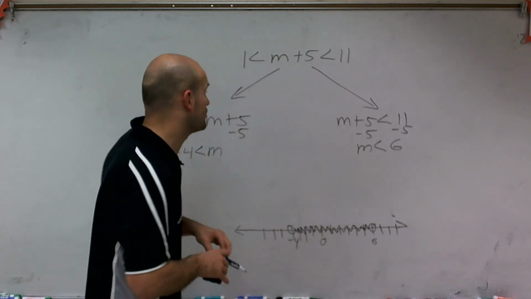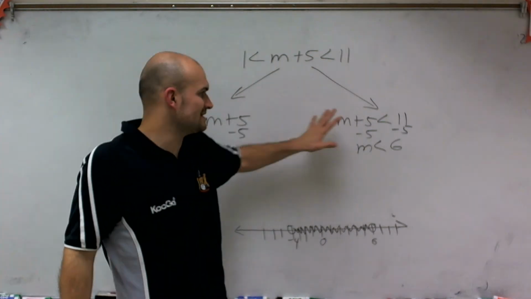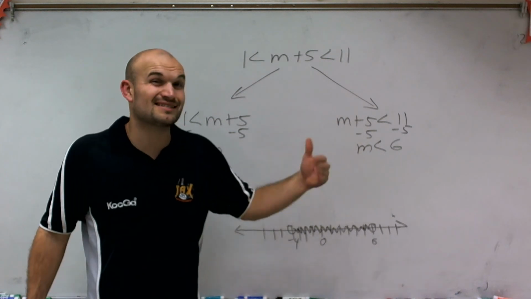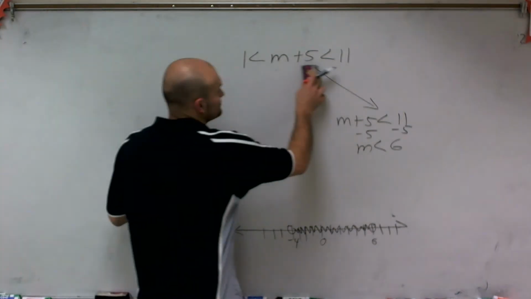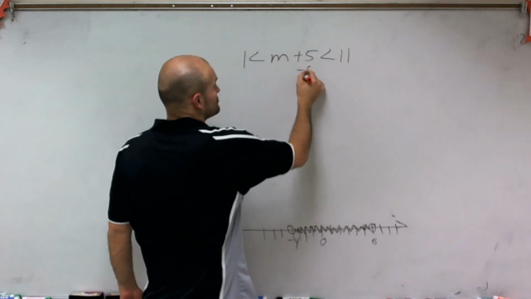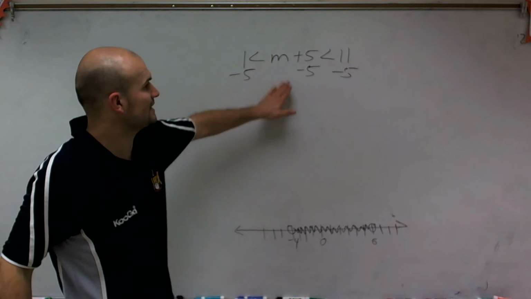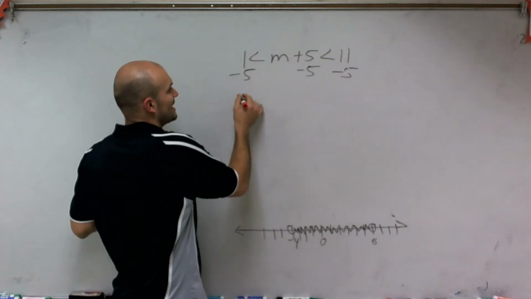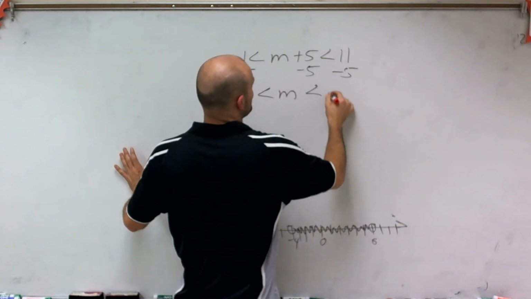And I want to show you one more quick way to solve this. You notice that when I did this separately, each time I subtracted 5 for both inequalities, and a lot of times that's kind of redundant. Rather than subtracting 5 for each inequality, I can subtract 5 from the middle. If I have a compound inequality, I can isolate my middle term m by subtracting 5 from all parts. That leaves me with negative 4 is less than m, which is less than 6.